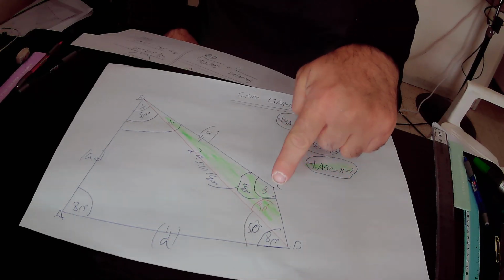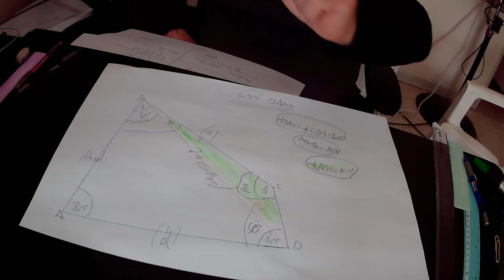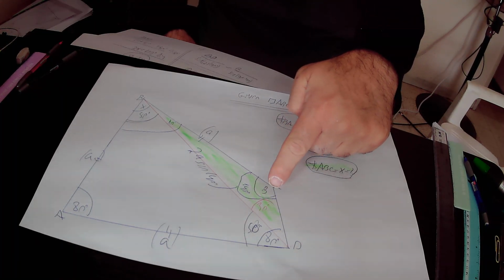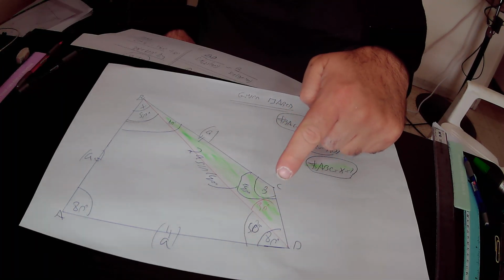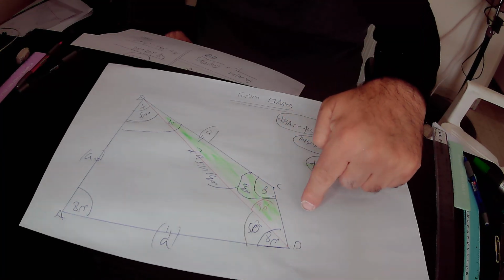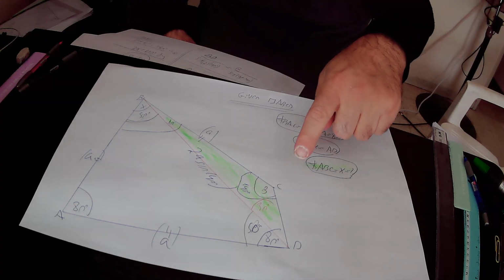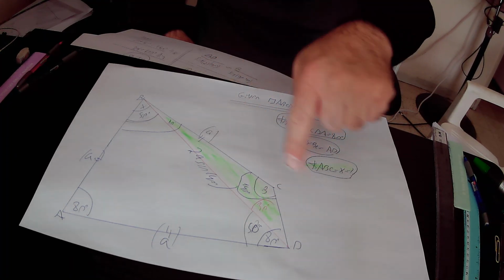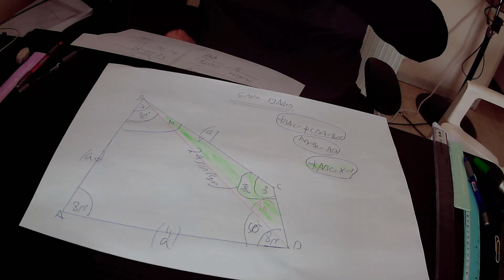The size of this angle BDC is very easy to see: the size of this angle BDC equals 80 degrees minus 50 degrees. 80 degrees minus 50 degrees is 30 degrees. So the size of this angle BDC equals 30 degrees.